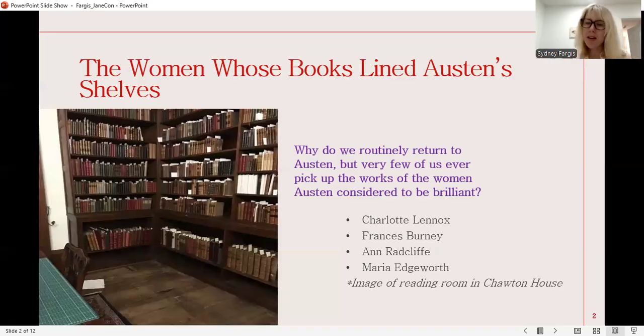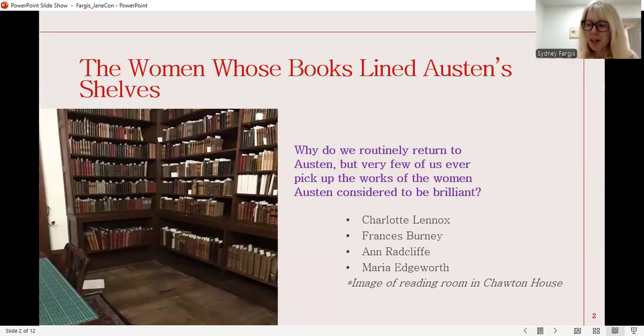And so these women, Charlotte Lennox, Frances Burney, Anne Radcliffe, Maria Edgeworth, they already had publications in print before Jane Austen ever did. Surviving letters written by Austen and her own novels are proof that she read, admired, even wanted to emulate their style. So why is it then that it's primarily scholars of British literature, experts of the Regency novel, and rare book collectors who are familiar with their works? Why do we routinely return to Austen, but very few of us ever pick up the books of the women Austen considered to be so brilliant?